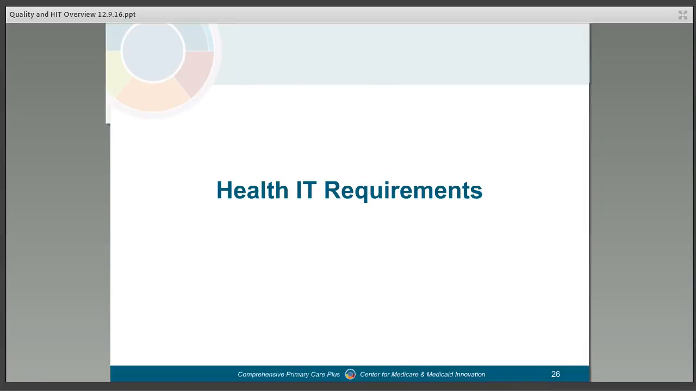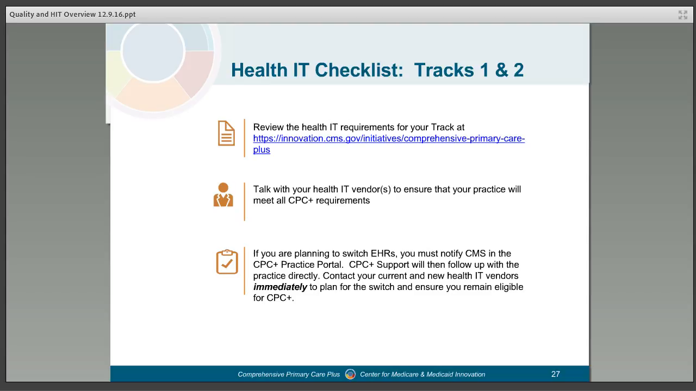Great, thanks, Perry. We'll move on to the health IT requirements for CPC Plus. So first of all, I'll start off with this health IT checklist for both tracks 1 and 2. First of all, please review the health IT requirements for your track very carefully at our website. Second, talk with your health IT vendors to ensure that your practice will actually meet these requirements. It's very important that you have had this discussion with them, whether you have a vendor letter of support for a track 2 practice or not.